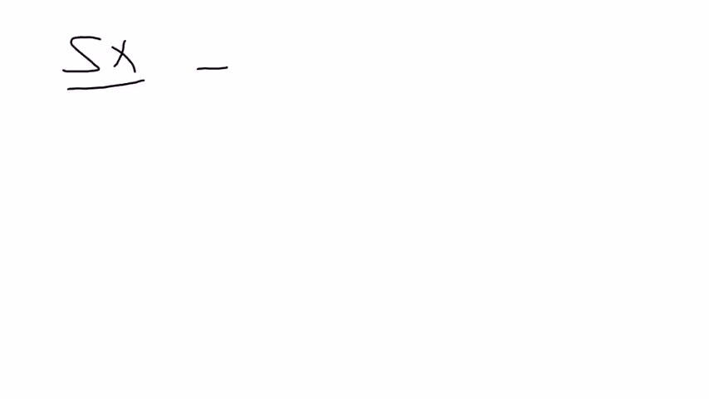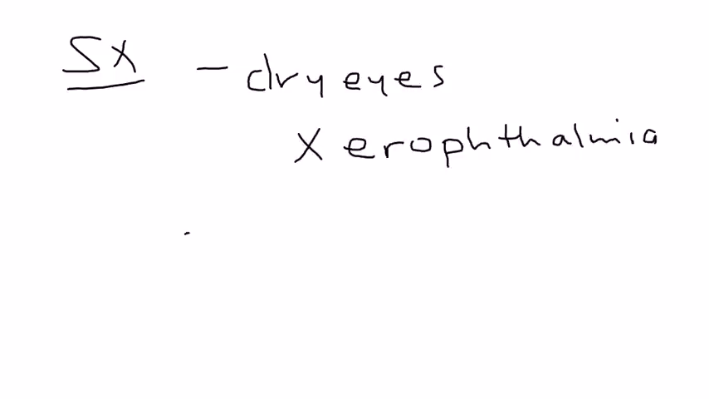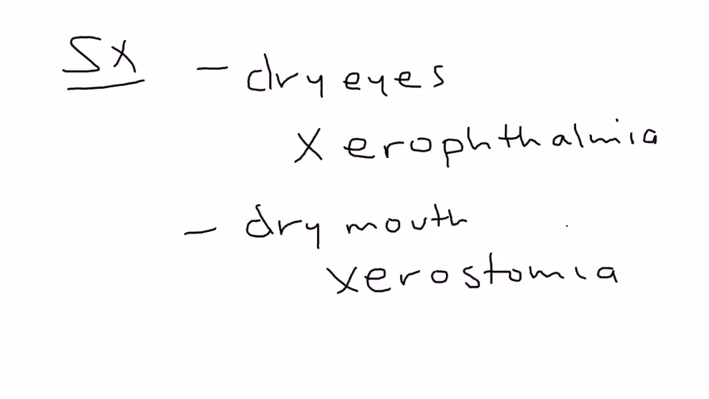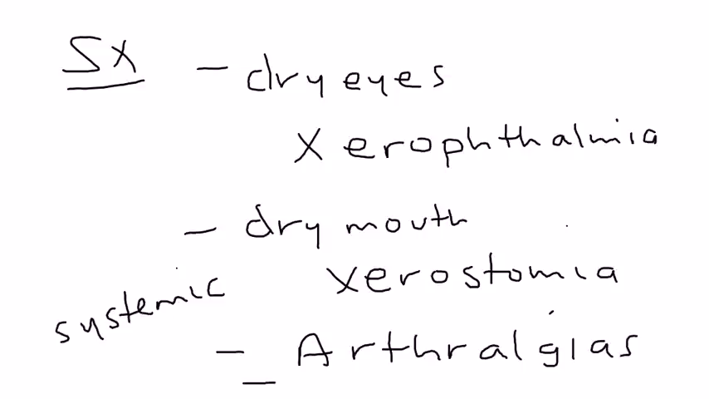Okay, so what are the symptoms of this? Well, as I mentioned, there's dry eyes, which is known as xerophthalmia, and then dry mouth, which is known as xerostomia. Those are the two main symptoms. But because it's an autoimmune disorder and it's systemic, it can go and attack other parts of the body as well, quite a few parts, and I'll just list the most common one other than the eyes and the mouth, and that is the joints. So you also get arthralgias and arthritis. So you have inflammation of the joints and also pain in the joints.